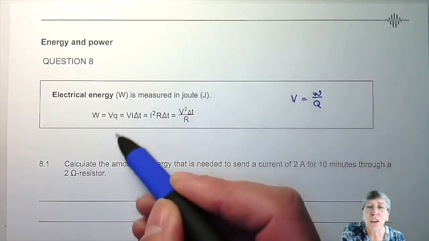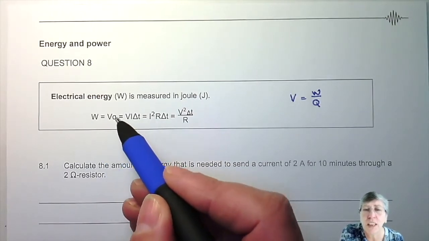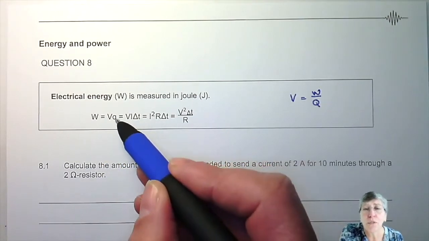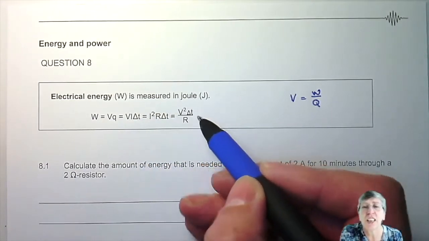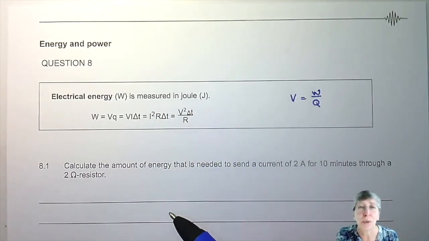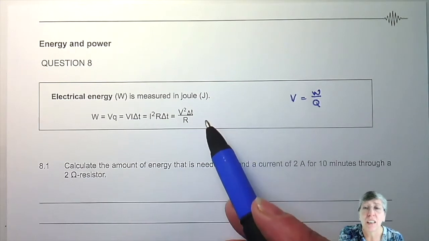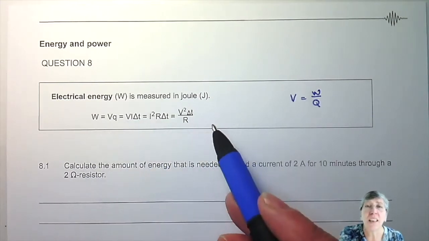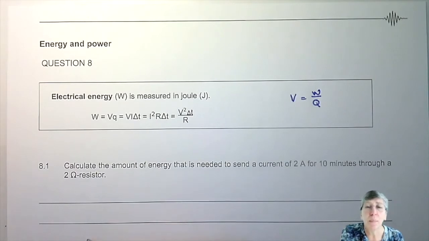Now, just rewriting that to get the W in front, we'll do W equals VQ, or you could have replaced the Q with I times delta T, and all the other equations that you can substitute in give you a number of different options. And now all these are on the information sheet. So you can use any one. It's just a question of seeing which variables do I have and what am I looking for.